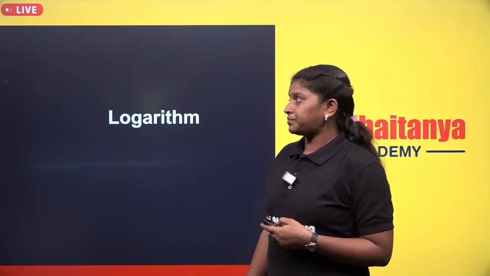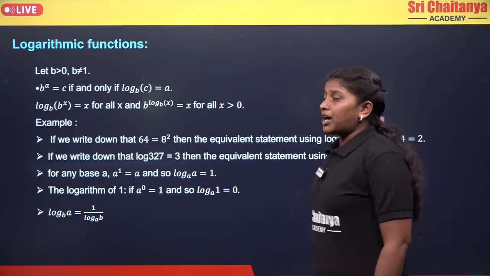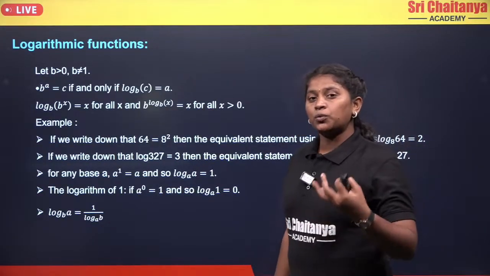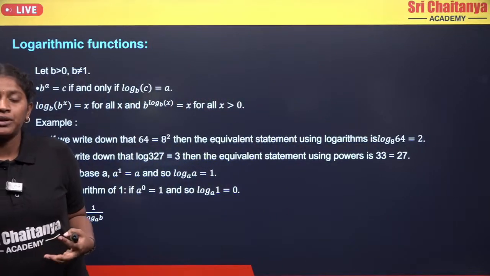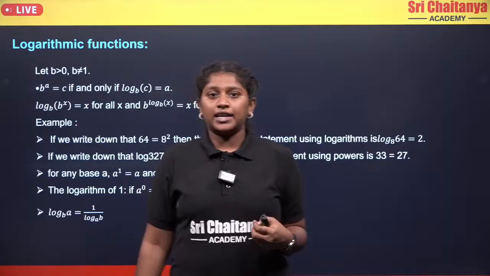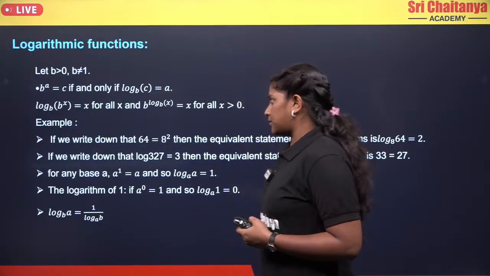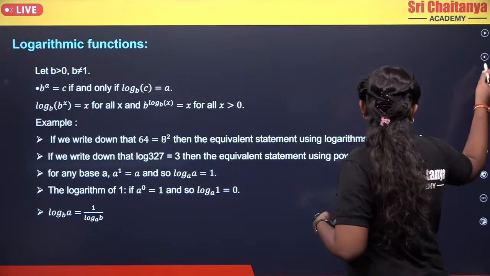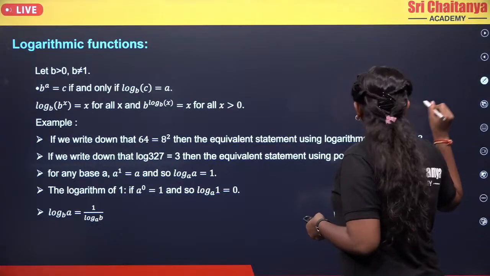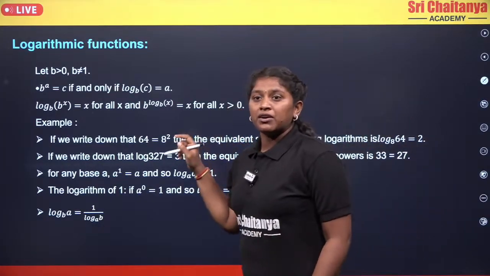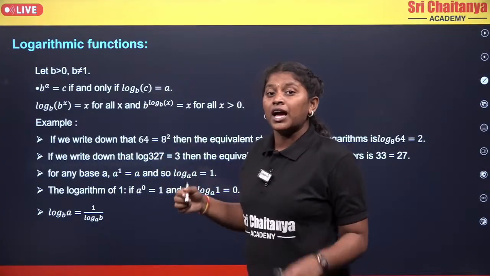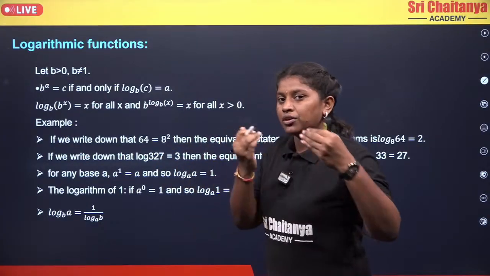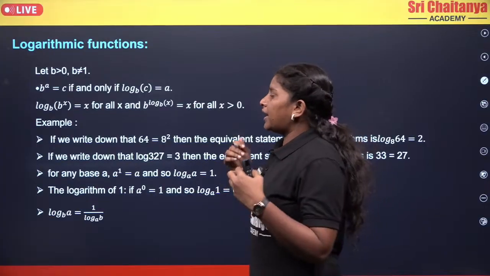Okay, so let's first of all discuss what a logarithm is. If we have b greater than 0 but b not equal to 1, and we have our exponents and powers in the form of b to the power a equals c, then we can write it in the form of a logarithm. How? As I told you, the inverse operation of the exponential will become your logarithm, and if you take the inverse of your logarithm, it will become your exponents.